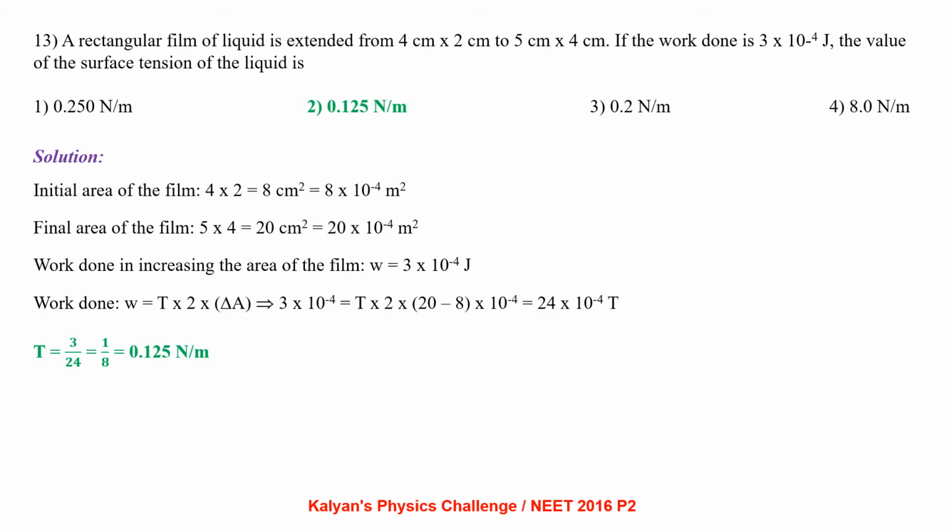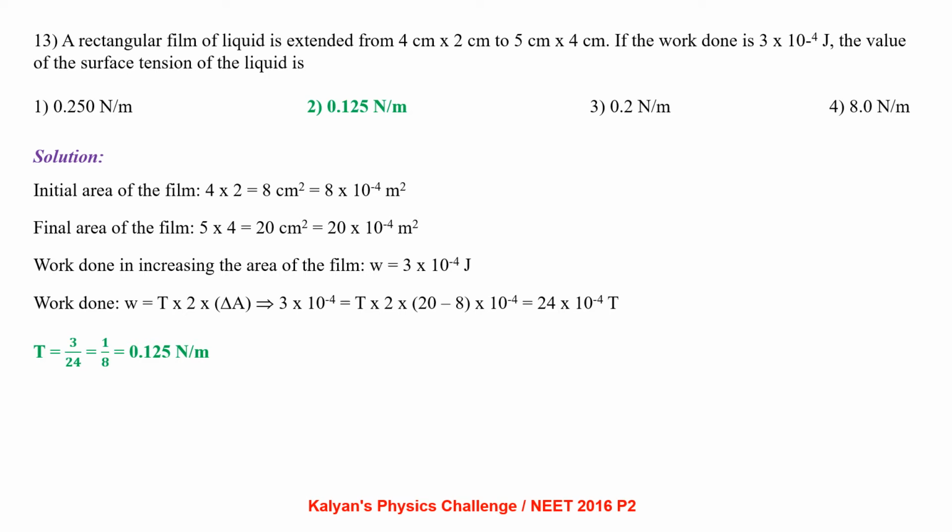A rectangular film of liquid is extended from 4 cm by 2 cm to 5 cm by 4 cm. If the work done in this process is 3 into 10 power minus 4 joule, the value of surface tension of the liquid is? You can see the initial area of the film is 4 by 2, that is 8 cm square. The final area of the film is 5 by 4, that is 20 cm square. Work done is given to be 3 into 10 power minus 4 joules.